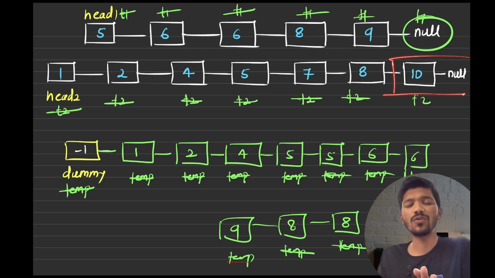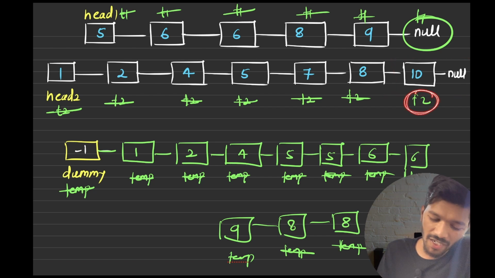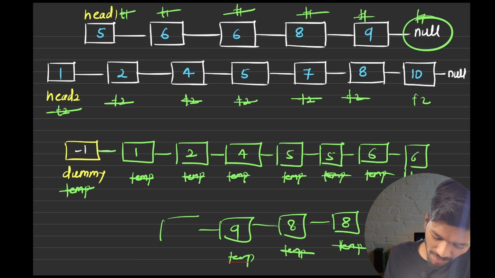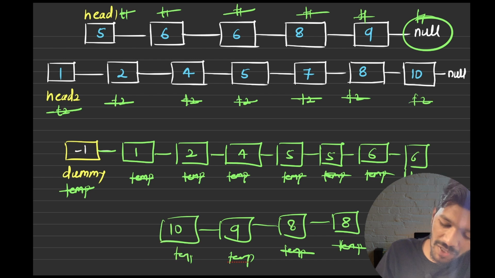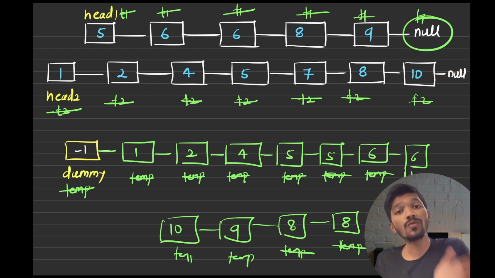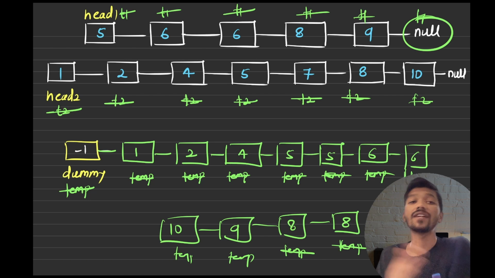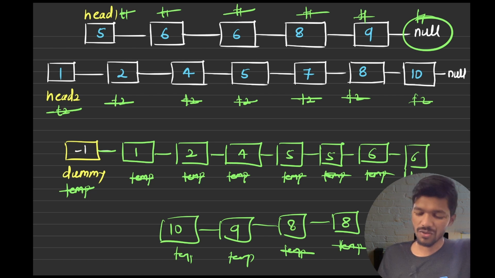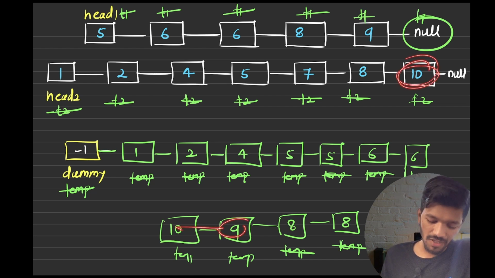So simply what I will do is, wherever the temp2 is pointing, I will simply attach that node, because all the elements to the right of 10 are also sorted. So we don't need to go to every single node to the right of the 10, because they are already sorted. So simply I am going to attach this 10 to the 9.